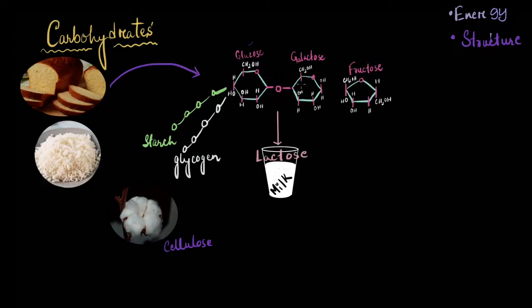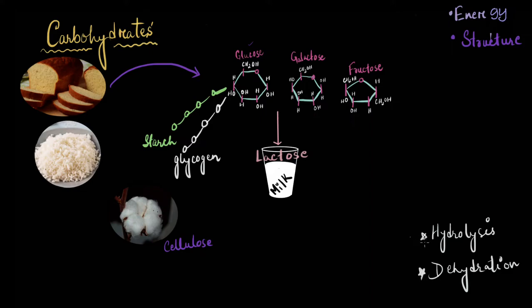And talking about breaking this lactose molecule, it's super easy. You just need to add water in here again, which is hydrolysis. So here the breaking is done by hydrolysis and making is done by dehydration. That's how a long chain of carbohydrates is either made or broken down. So this was about carbohydrates.